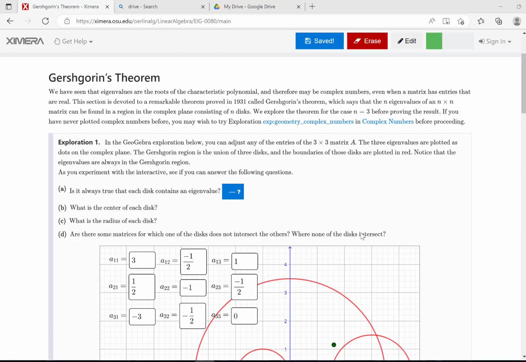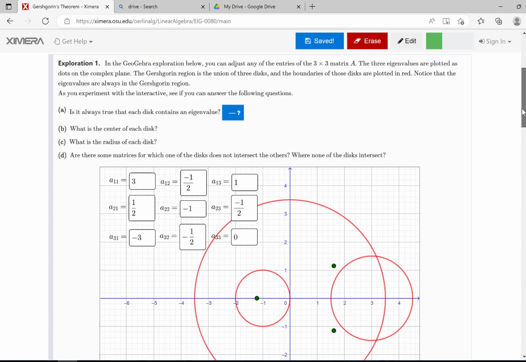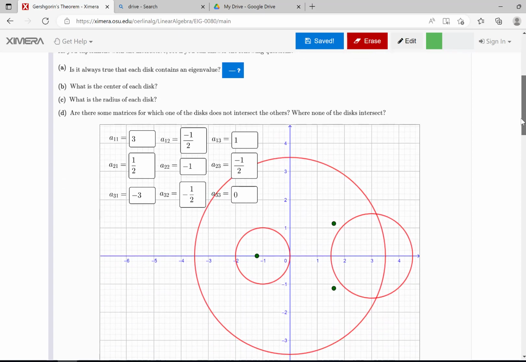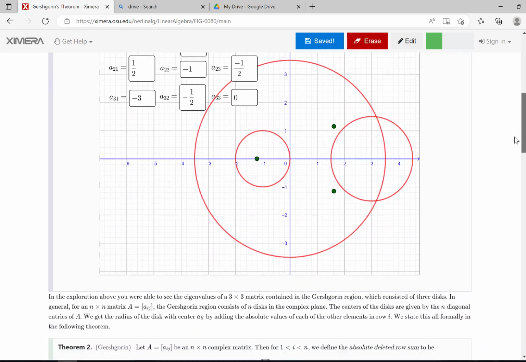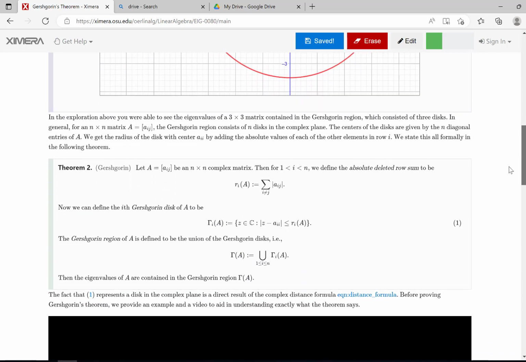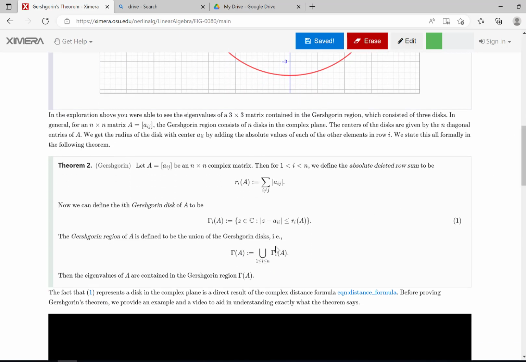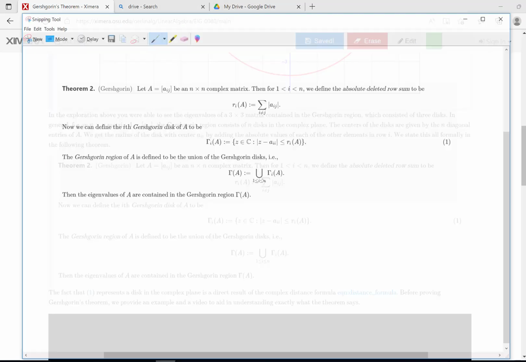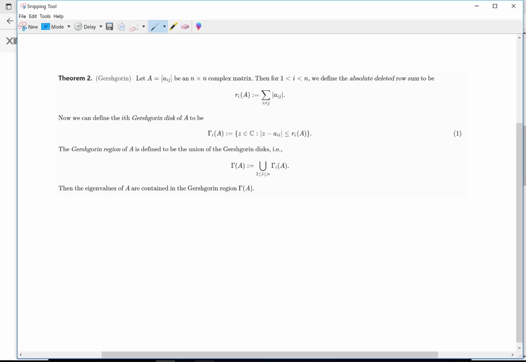This video is to help you understand Gershgorin's theorem. I'm going to presume you've already looked at exploration 1 and you've changed some of the entries of this 3x3 matrix and seen what it does to the circles and tried to answer some of the questions. So we're going to begin by helping you understand the statement of Gershgorin's theorem.